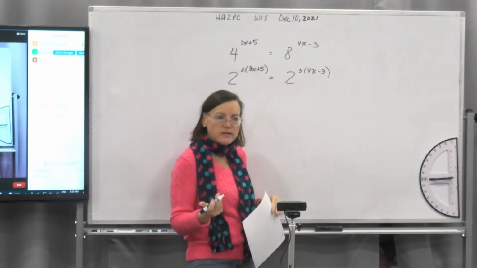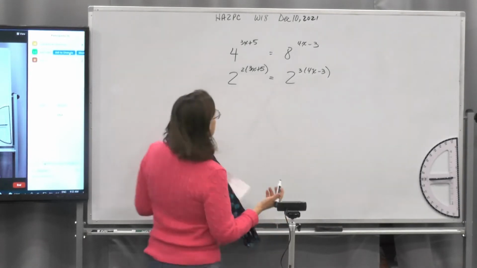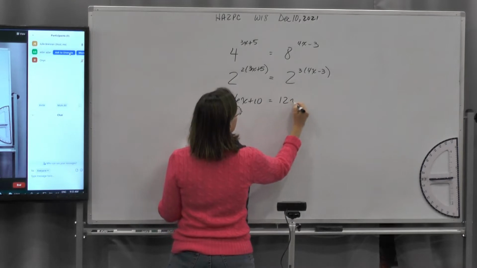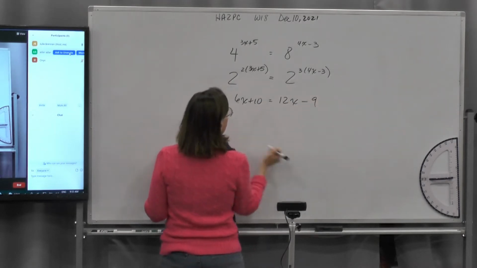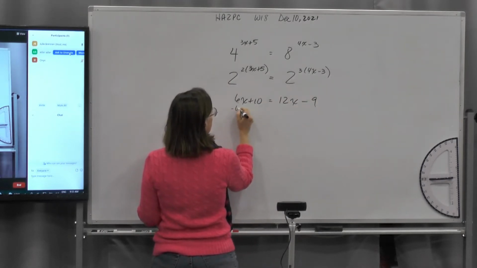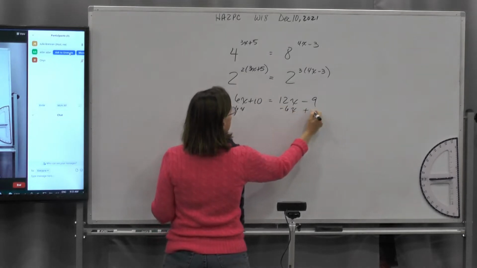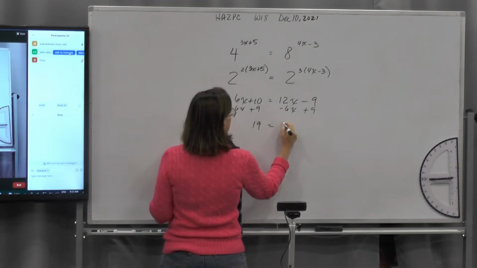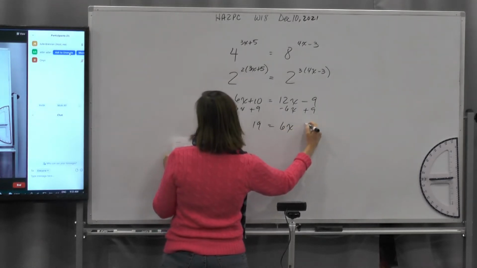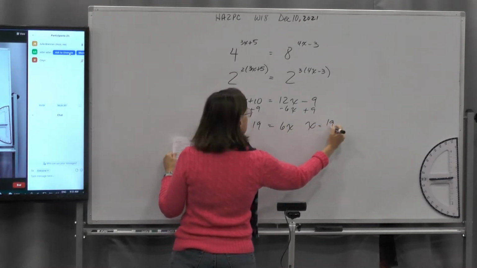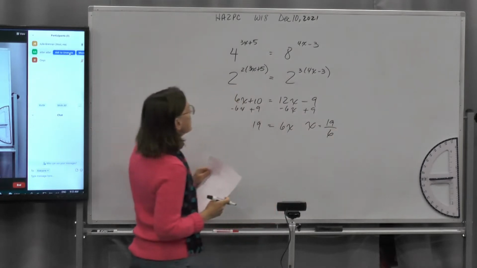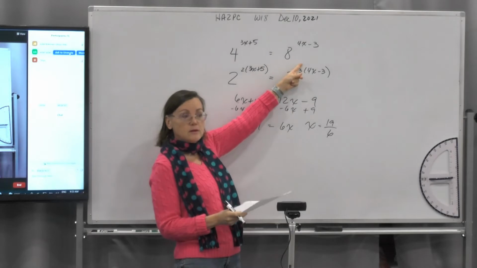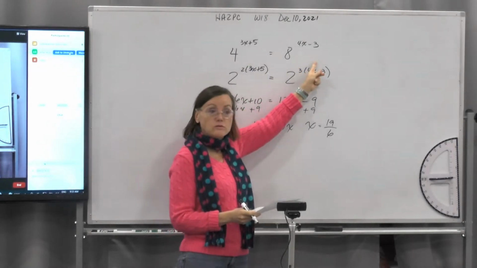Eventually I'll get there if I take logs, but so I end up with 6x plus 10 is equal to 12x minus 9. Subtract my 6x from both sides. Add my 9 to both sides. I get 6x is 19. X is equal to 19/6, which wouldn't have been at all intuitive looking at these numbers, but if I plug that number into these, I will find that this is equal to this.